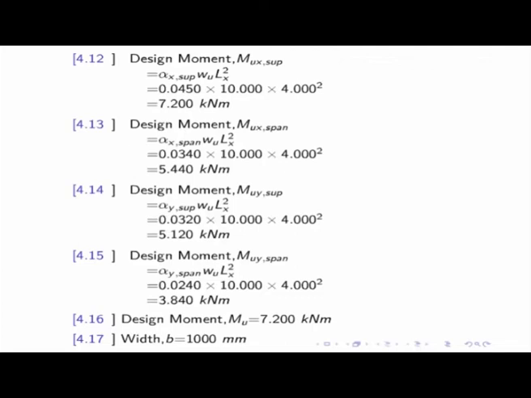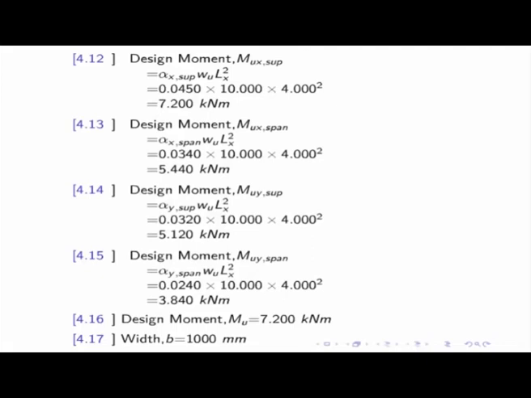So out of this 7.2, 5.44, 5.12, 3.84, the maximum is 7.2. So I shall find the depth of the slab on the 7.2 kilonewton meter with b 1000 millimeter. Always for slab we take 1000 millimeter or 1 meter, because we consider it as per meter length.